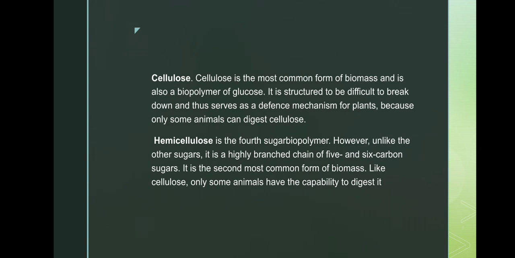Cellulose. Cellulose is the most common form of biomass and is also a biopolymer of glucose. It is structured to be difficult to break down and thus serves as a defense mechanism for plants, because only some animals can digest cellulose. Hemicellulose is the fourth type of sugar biopolymer. However, unlike the others, it is a highly branched chain of 5 or 6 carbon sugars. It is the second most common form of biomass. Like cellulose, only some animals have the capability to digest it.